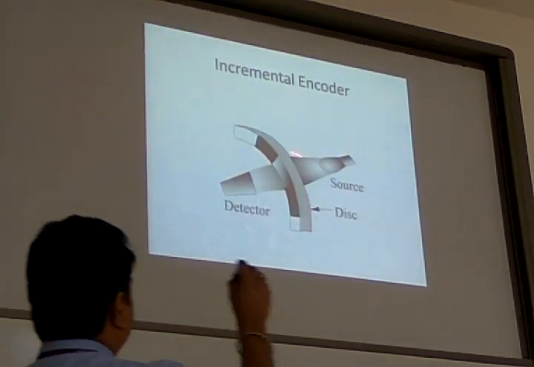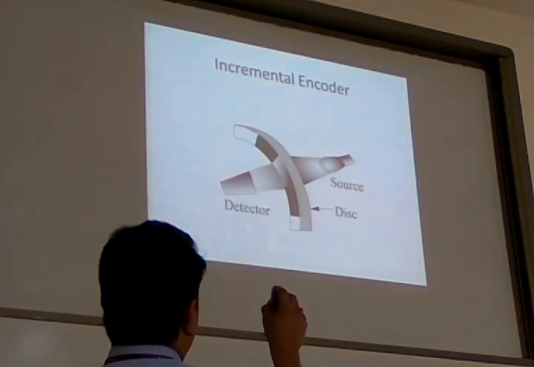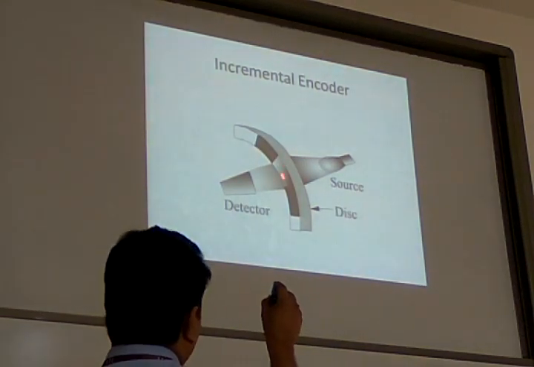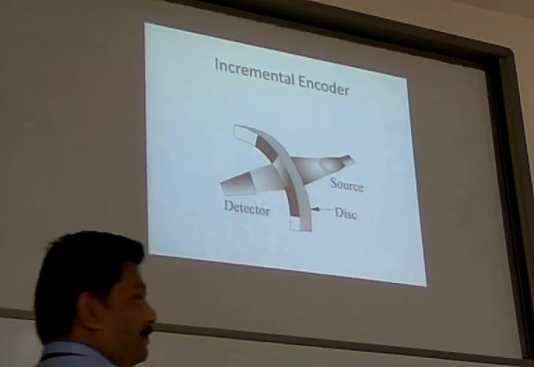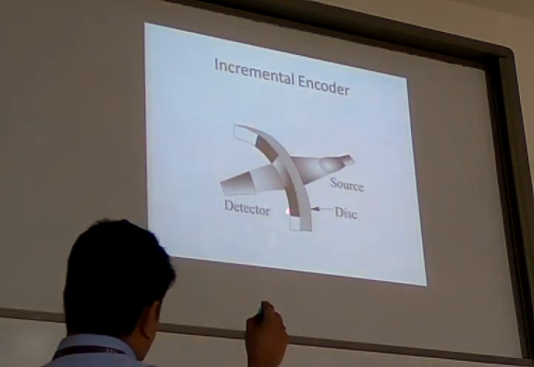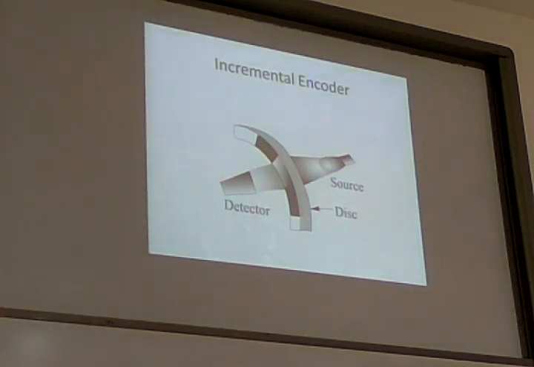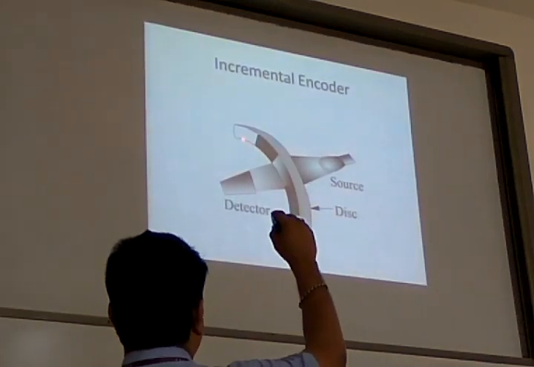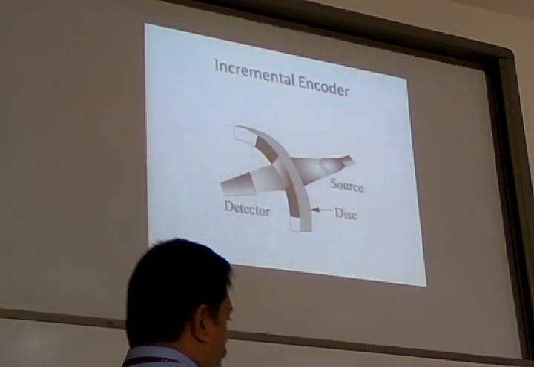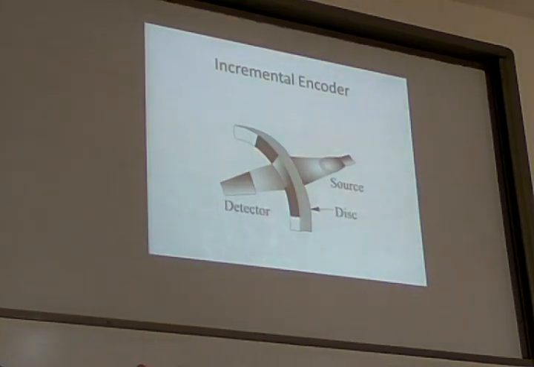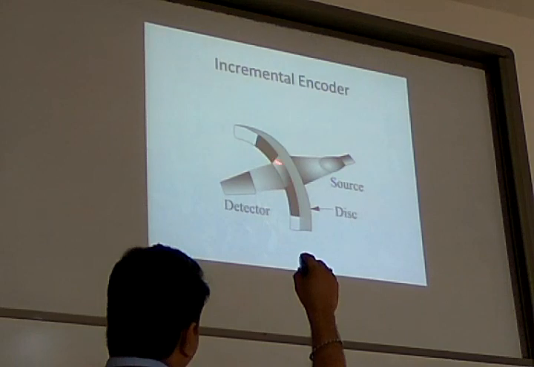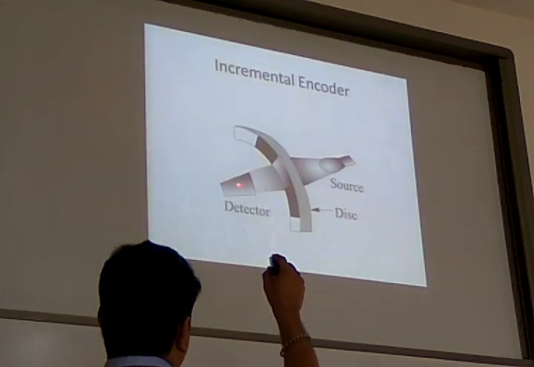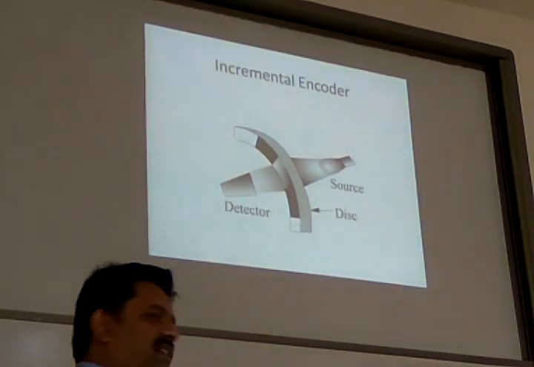Only one center, and what is to be focused on and understood is that whatever is shown in white color is transparent surface. Whatever is shown in black color shows the portions of opaque surface. Opaque surfaces will not allow the light to pass. We are interested in measuring the rotary motion, how much angle it has rotated, or how much angular displacement it has made. In the initial position, we will assume the light from the source completely passes through the transparent surface and the detector detects full light.